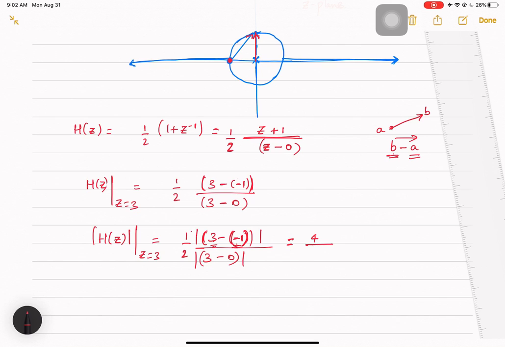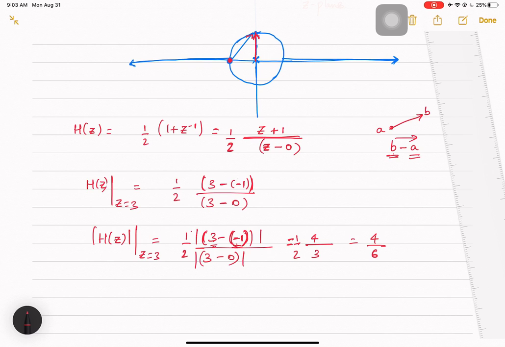And the same thing goes here for the denominator quantity, right? Actually I have drawn it for e power j omega equal to pi by 2. So you can extend this theory to z equal to 3. Now the denominator will be equal to 3 minus 0, which is 3. So the length is 3 and half. So you'll get the value of the function at z equal to 3 to be equal to 4 by 6.